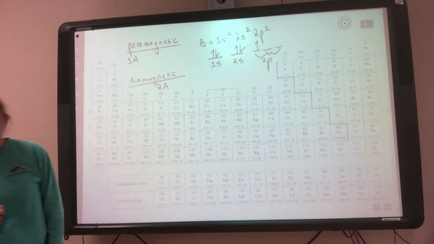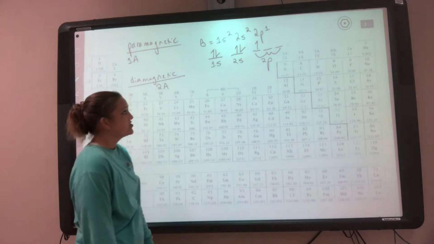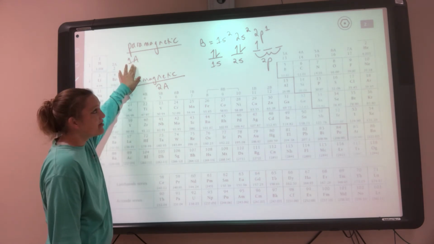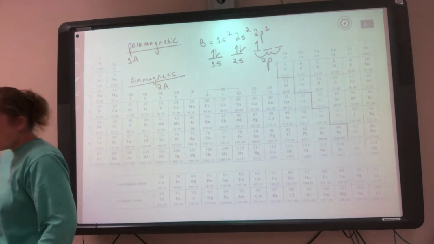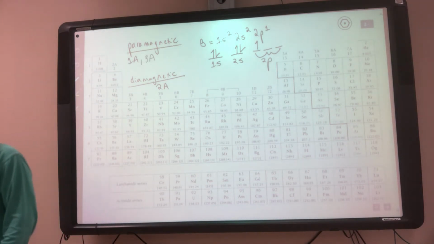So that 1 electron in the 2p is all by himself. So since he's all by himself, he's not paired with anybody, he's going to be paramagnetic. So this entire column, my 3A, is all going to be paramagnetic. All right, let's do the next one.